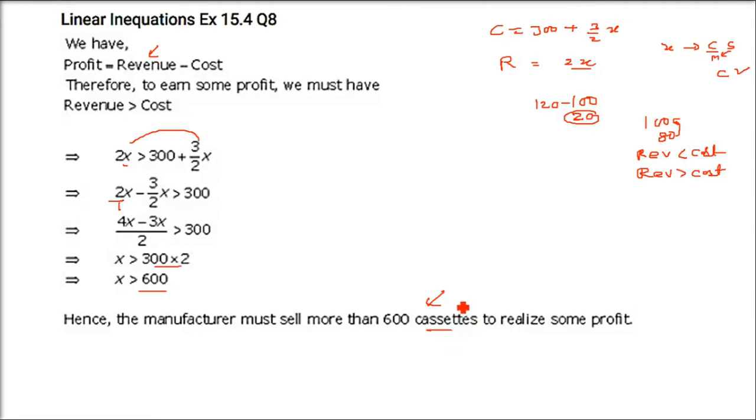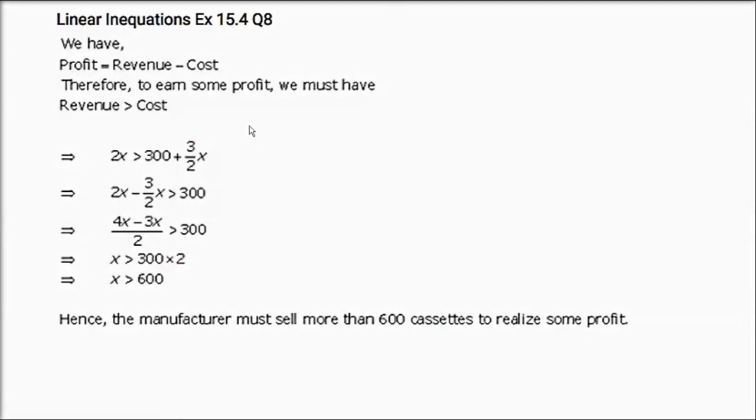To realize a profit, it should be more than 600. 601 will do.